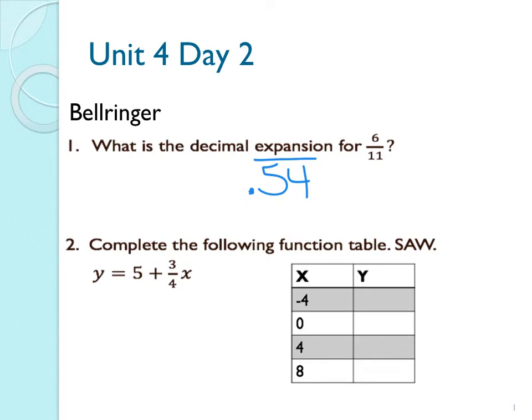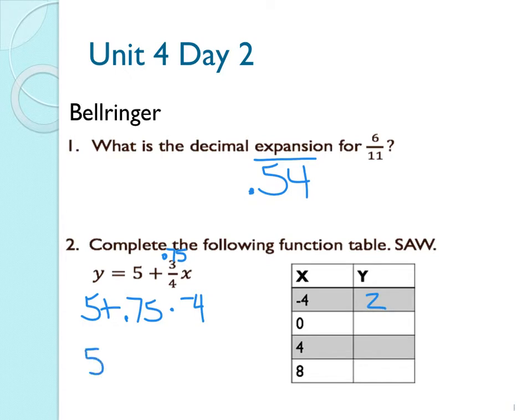Y equals 5 plus 3/4 times x. And I would just go ahead and change that to a decimal, since most of you are better at decimals than dealing with your fractions. And you would put 5 plus 0.75 times -4, and you get 2.